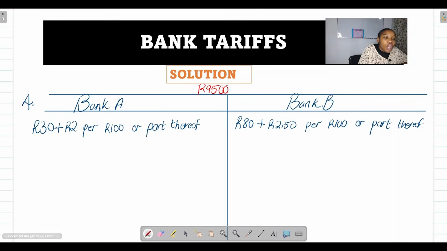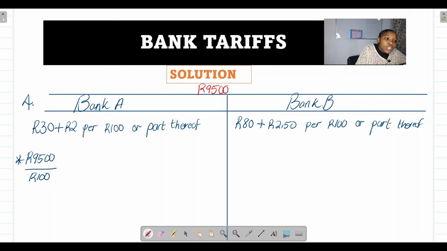To determine how many 100 rands we have in 9,500, we take 9,500 and divide it by 100. In this case, we're not dividing by 1,000, because we are told that you pay 2 rand per 100 rand or part thereof that has been deposited. So we divide by 100 rand to find how many 100 rands we have in 9,500, and from there we will be able to determine the amount that we need to multiply by 2 rand.